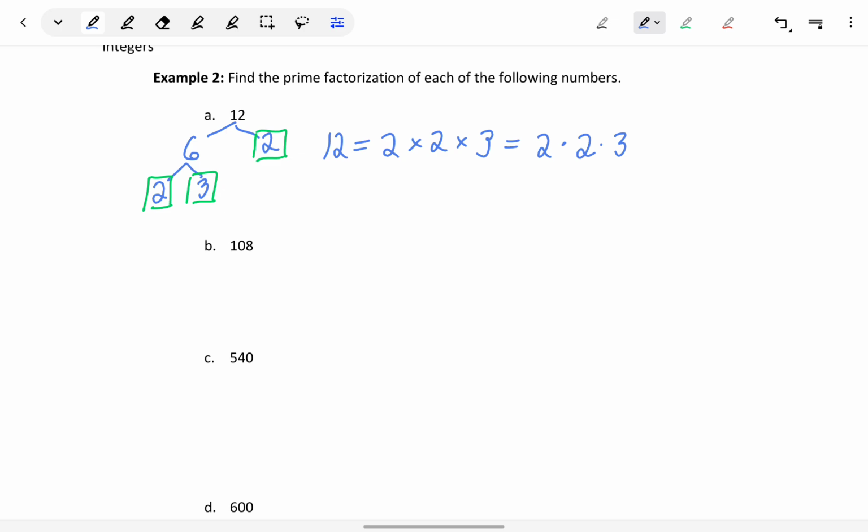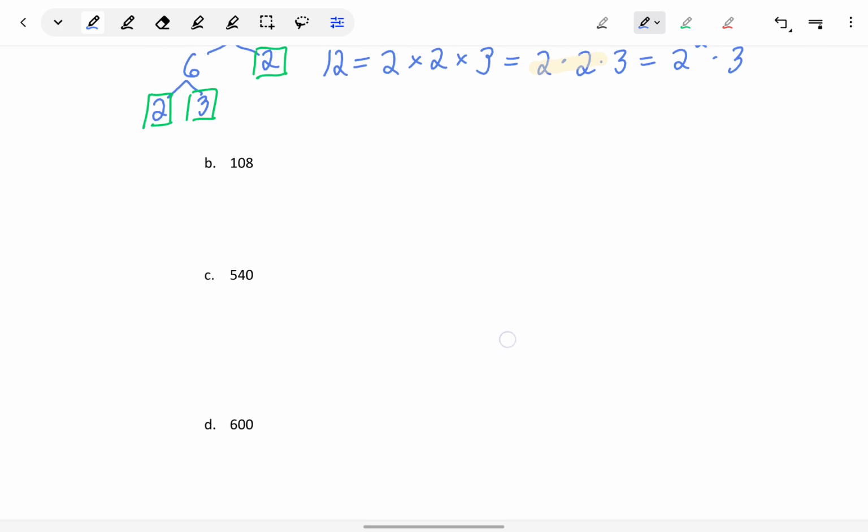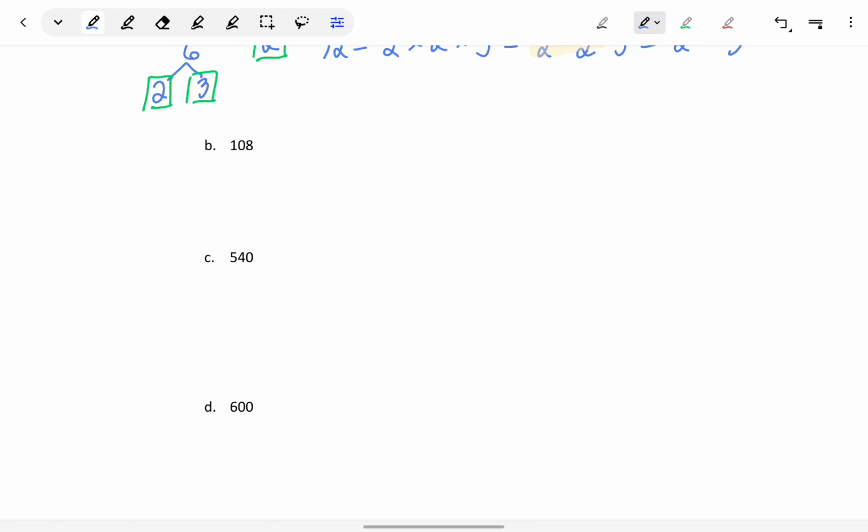And since we have repeated multiplication, we have 2 times 2, we can go ahead and rewrite that as 2 squared, where that exponent means we're taking 2 times itself 2 times. So 2 squared times 3 would be our condensed prime factorization of 12. We can repeat this for any number greater than 1.